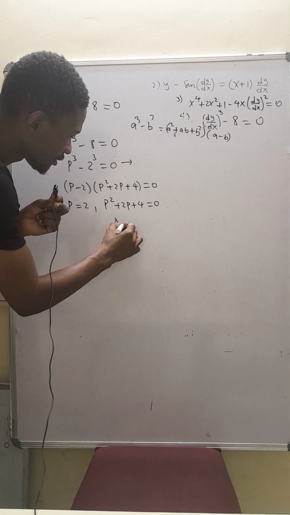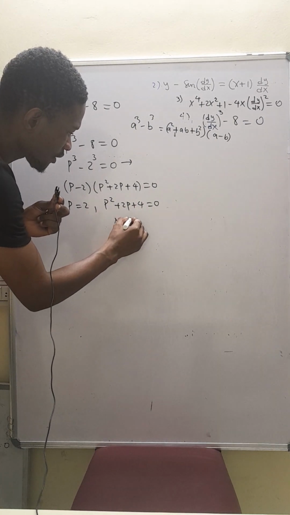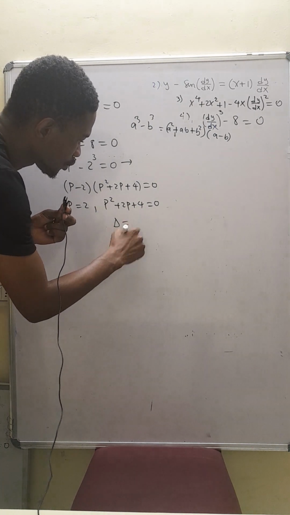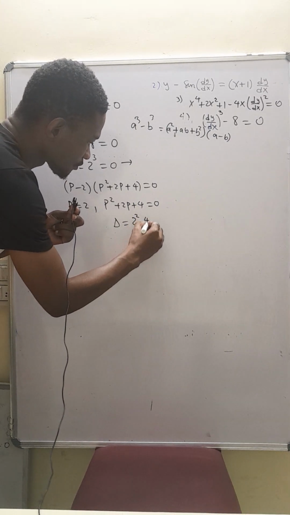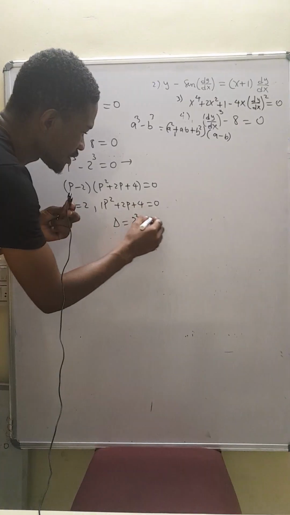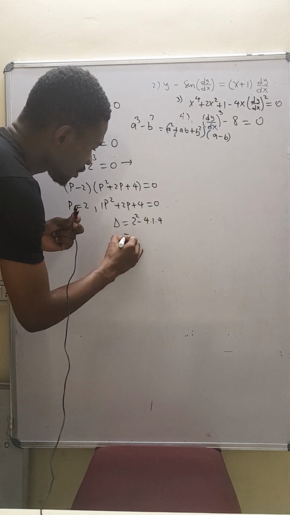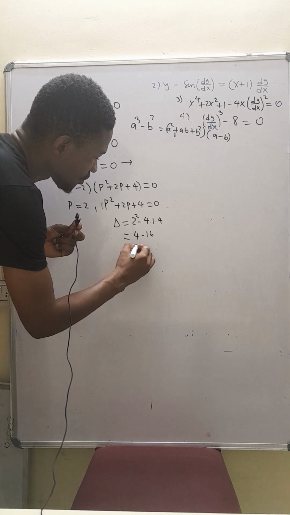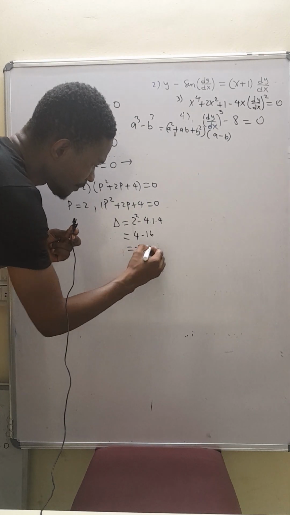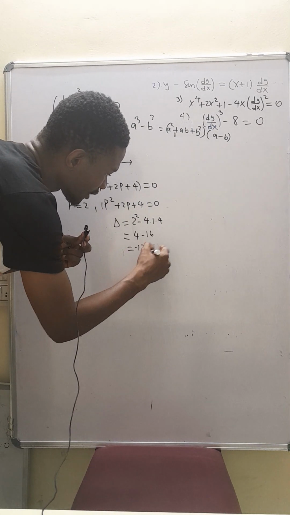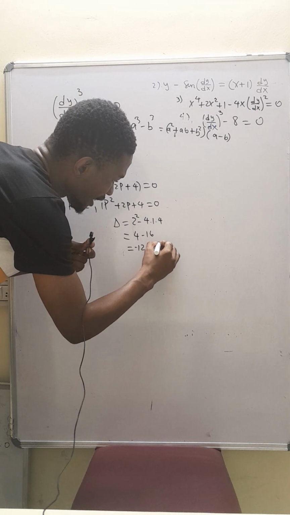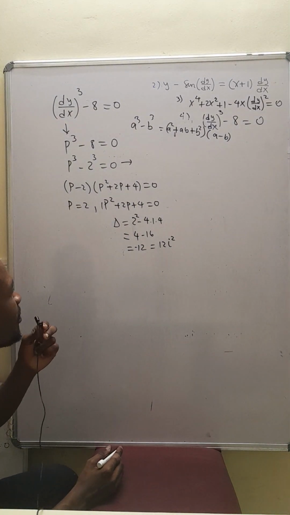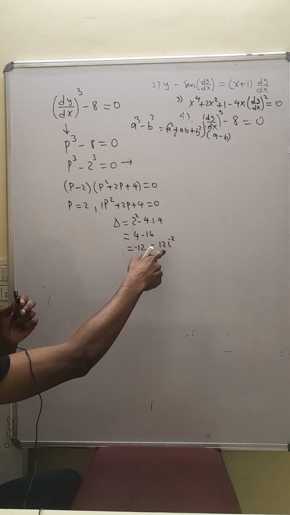So here you get delta equal to b squared, the coefficient in the p term, so this will be 2 squared minus 4ac. A here is 1, c is 4, so 1 times 4. How much will it be? It will be 4 minus 16, and this will be minus 12. We know that this minus 1 will be made as 12i squared. This is what we mean by imaginary number: minus 1 is equal to i squared.